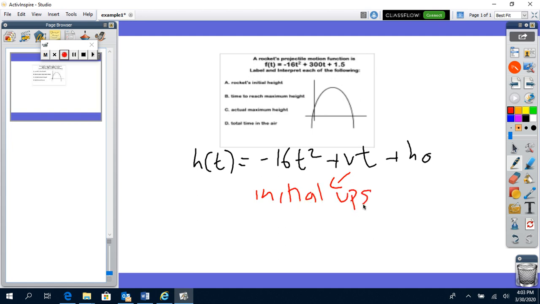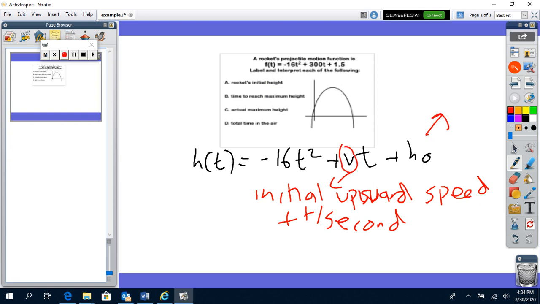this is going to be the initial upward speed in feet per second, and h0 is going to be our initial height. So the height of our rocket when we start.